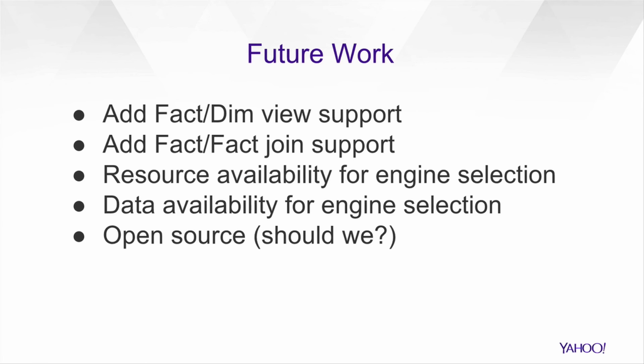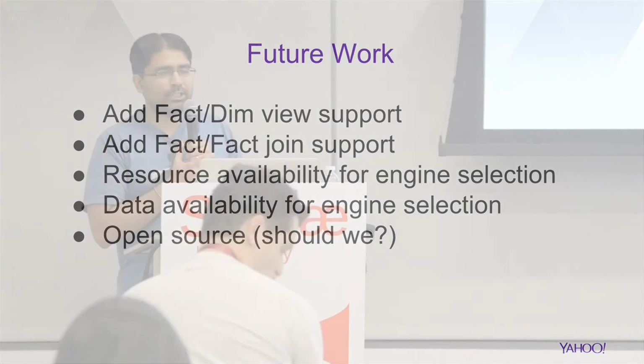So some of the work we're working on right now is to add view support, to add fact join support. We also want to take into consideration the load on the data store while we're trying to decide on which engine to select. So if one data store is at a certain percent capacity, whereas the other one is underutilized, then even though we can answer the query best with the data store that's loaded, I'd rather send it to the secondary data store because it doesn't have any load, right? So those are things that we don't currently take into consideration.